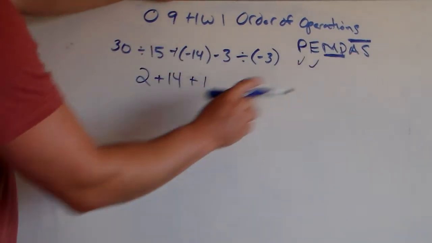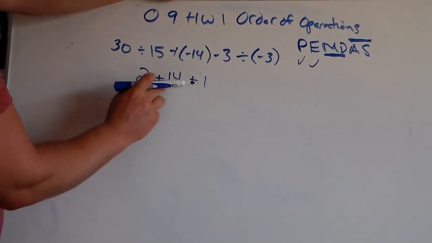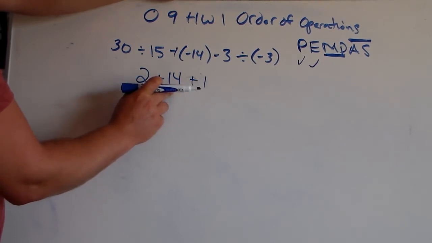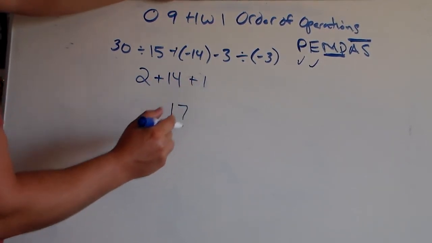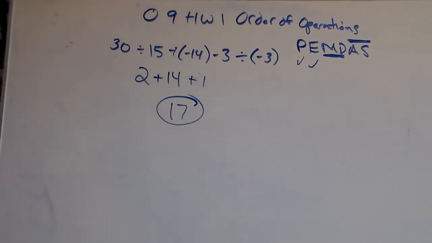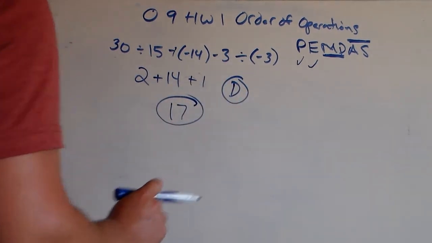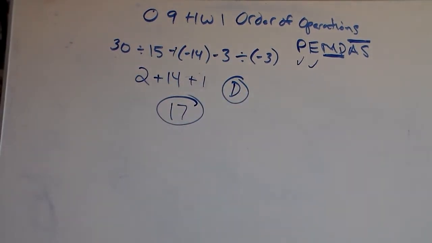Next up is addition and subtraction. Well, we all got all addition, so you just add them all up. 2 plus 14 gets you 16. 16 plus 1 gets you 17. So the answer to problem number 1 is 17, which is D in the multiple choice. That's problem number 1.